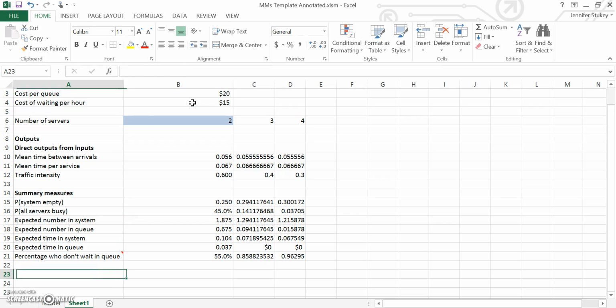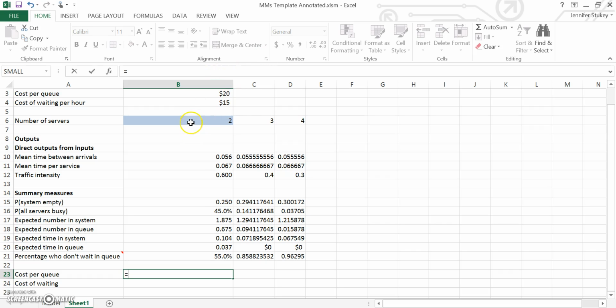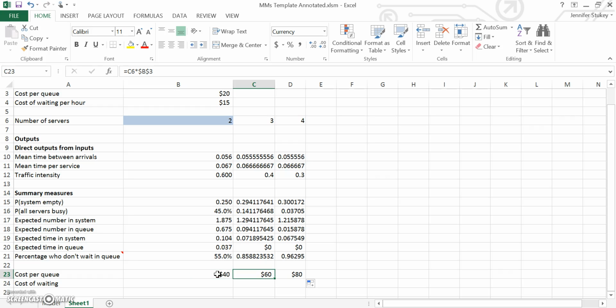Now we need to put cost per queue down here, and we will calculate the cost for each one and the cost of waiting. All right, so in this one, the first one, we are going to operate 2 queues, and each of those will cost us $20. So we're going to make cell B3 here an absolute value so that we can copy and paste this formula easily. Copy and paste it across now. And so it will cost us $40 to operate 2 queues per hour, $60 per hour to operate 3 queues, and $80 an hour to operate 4 queues.